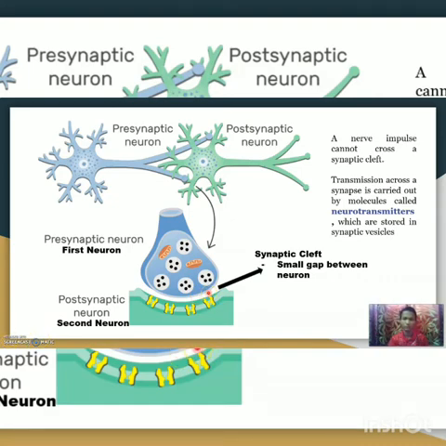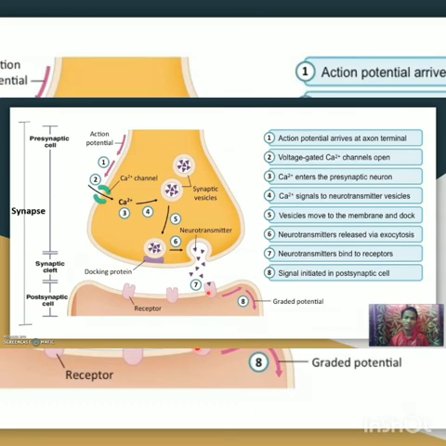Next, we move to the steps of transmission across the synapse. First, the action potential arrives at the axon terminal. Second, voltage-gated calcium ion channels open. Then calcium enters the presynaptic neuron, and the calcium ions signal the neurotransmitter vesicle. Next, the vesicle moves to the membrane and docks. So this is the dock, the purple color, and this is the membrane of the presynaptic neuron.